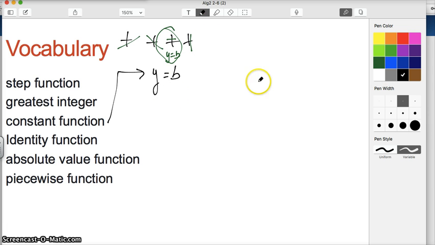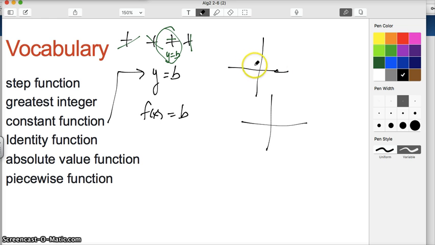So the graphs of constant functions are always going to be horizontal lines, because the function y is equal to b, or f of x is equal to some value b, is always going to indicate where my horizontal line is. So if b happens to be up here, then it's going to be a horizontal line that passes through b, or you're going to have a b down here. Wherever the b value is located on the y-axis, you will have a horizontal line. So that's what a constant function is.